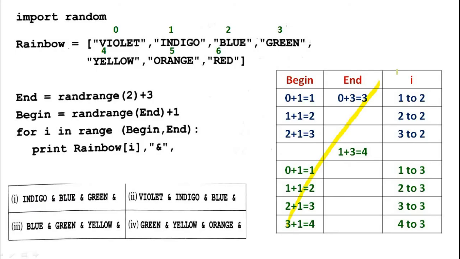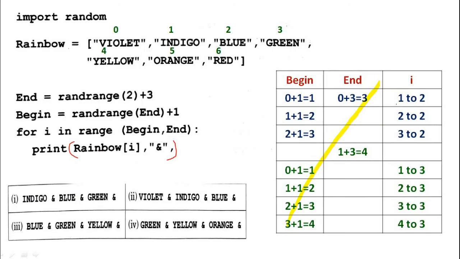Then forget about all these things. Concentrate only on the value of I. What is given inside this for loop? Print rainbow of I and. See, here bracket is not given. In older versions of Python, this will work. That is why it is given like this. So what is to be displayed? Rainbow of I. We will see all the possible outputs.